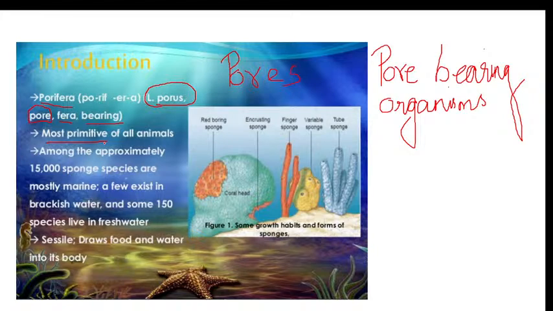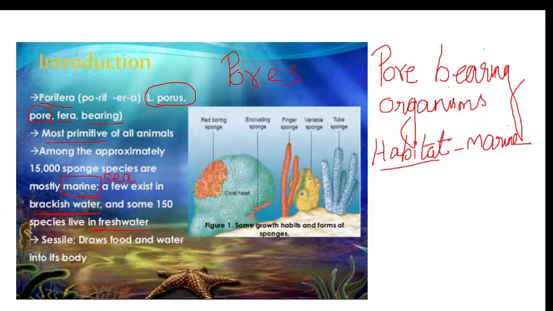First is pore-bearing. Two, they are primitive organisms. Now, third, they are mostly marine. Almost the majority of sponges are marine. Marine means they are found in the sea. But few are freshwater or brackish water forms. So this is the habitat of poriferans. Most of them are marine, few are brackish water, and few are freshwater forms. But the majority live in the sea, in marine conditions.